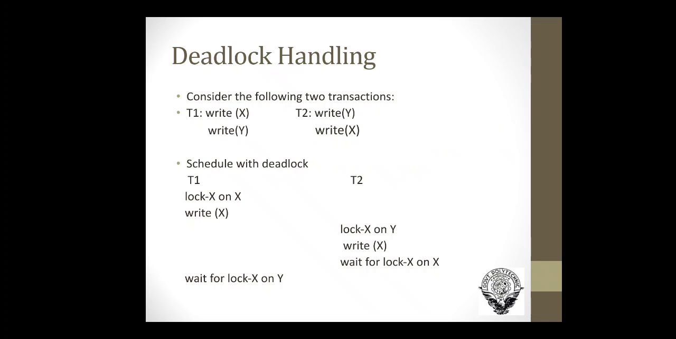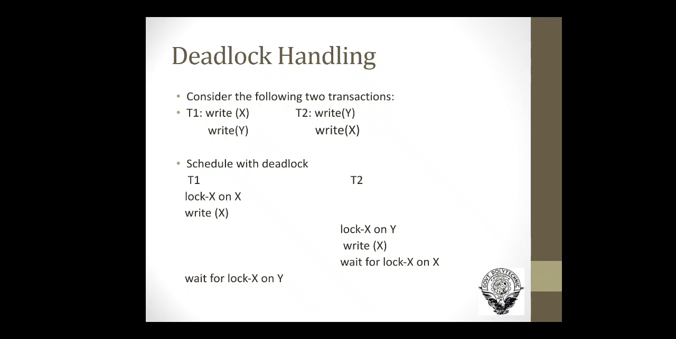How to handle the deadlock? Let's consider one example. There are two transactions, T1 and T2, where in transaction T1 we are going to write the value of data item X first, and after that we write the value of data item Y. Whereas in transaction T2 we are going to write the value of data item Y first, and after that we write the value of data item X. Let's try to understand how the deadlock occurs with the help of some schedules.